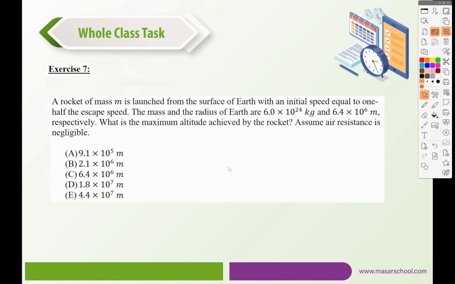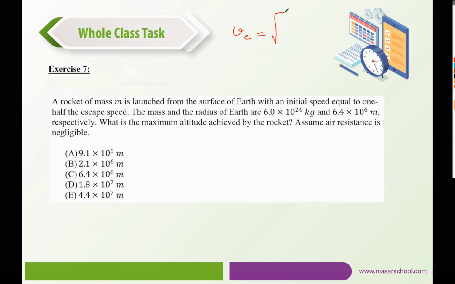Now exercise 7. A rocket of mass m is launched from the surface of Earth with an initial speed equal to 1/2 the escape speed. Now the escape speed is given by the square root of 2GM divided by capital R, which is the radius of Earth, because we're launching it from the surface. Now notice that if the rocket is given the escape speed, then the rocket will completely lose the bound. But we have launched the rocket with half the speed, which means that it will not lose the bound.